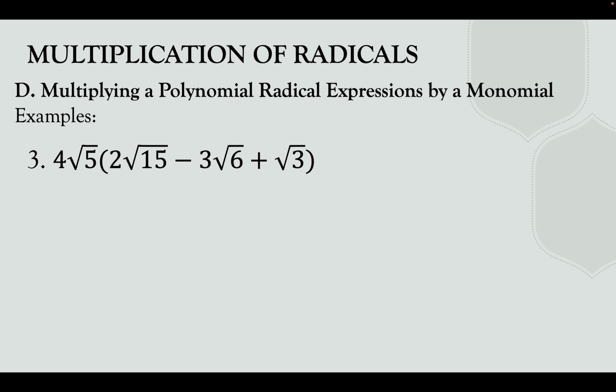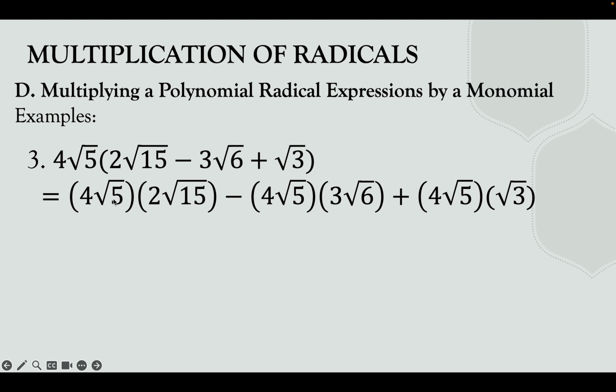Example number 3. So we have 4 square root of 5 times 2 square root of 15 minus 3 square root of 6 plus square root of 3. So distribute 4 square root of 5 in each term. So we have now 4 square root of 5 times 2 square root of 15 minus 4 square root of 5 times 3 square root of 6 plus 4 square root of 5 times square root of 3.